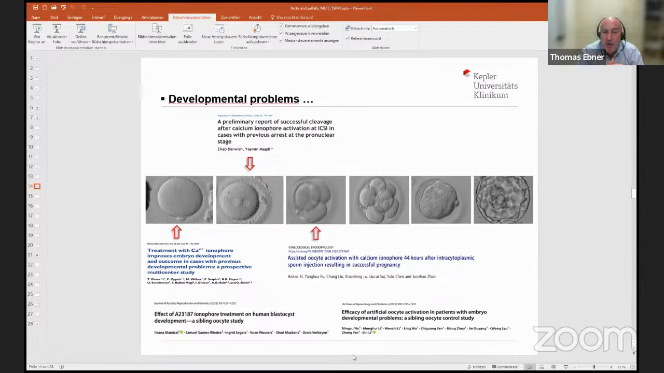What is a developmental problem? While we thought it's complete arrest in the previous cycle, the Belgian colleagues, for example, said if it's a 4-cell embryo on day 3. So there are completely different indications, and we mix up and compare apples and oranges within the literature. And this is something that we should keep in mind. So you better get your own idea and test it yourself. And the more homogeneous your study group is, the better will be the clinical value of the outcome.